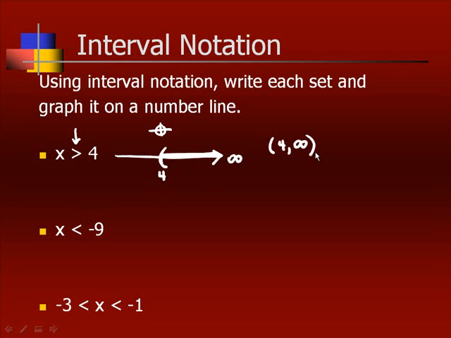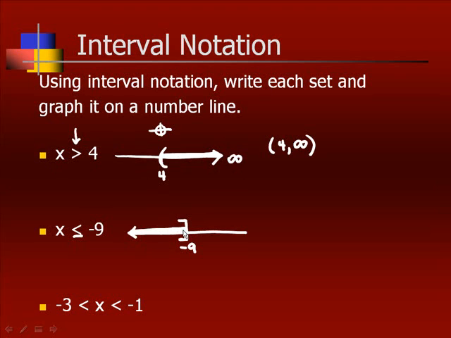If x is less than negative 9, let's change that to x is less than or equal to, just for a different problem. X is less than or equal to negative 9. You say, well, here's negative 9. Less than means we're shading back to the left. This time, because it's or equal to, it includes negative 9. So we put a bracket on negative 9.